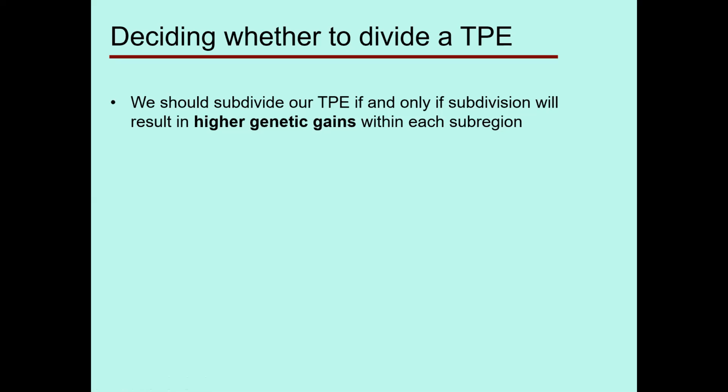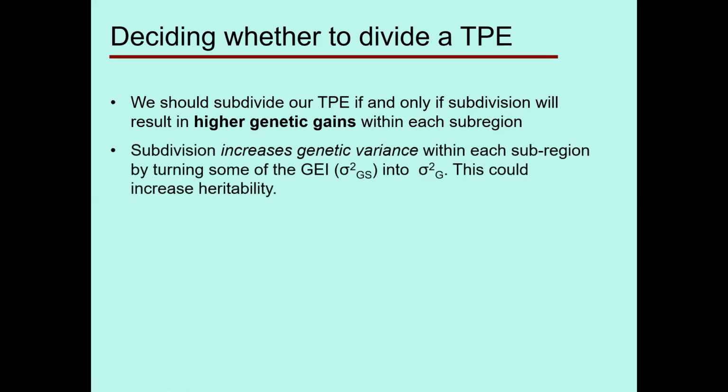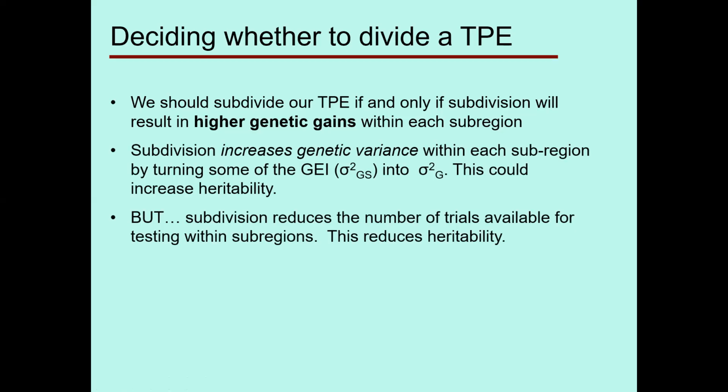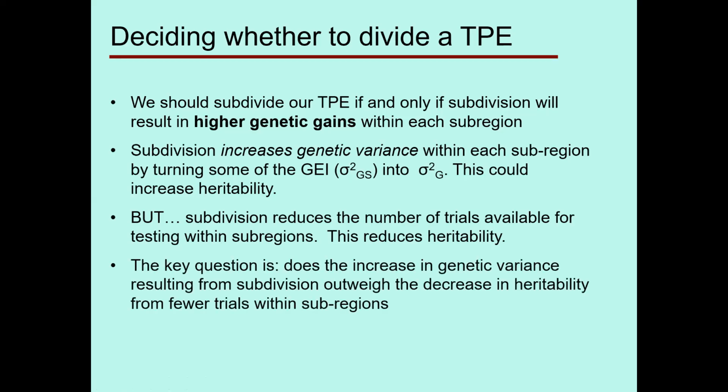So this gives us a guide to how to decide whether to divide a TPE or not. We should subdivide it if and only if this will result in higher genetic gains within each region. Subdivision increases genetic variance within each subregion by turning some of the G by E interaction into genetic variance. That could increase heritability, but it also reduces the number of trials available for testing within each subregion, and this could reduce heritability. So the key question is, does the increase in genetic variance resulting from subdivision outweigh the decrease in heritability from fewer trials within the subregions?